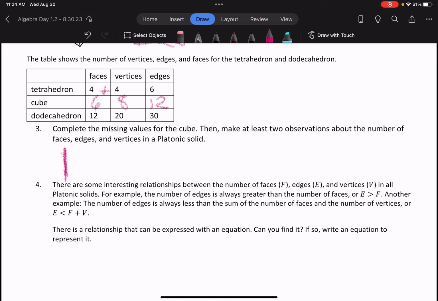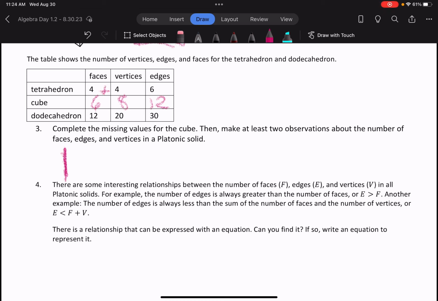Number 5, a large cheese pizza costs $5 each and 1 large 1-topping pizza costs $6 each. Write an equation that represents the total cost T of C large cheese pizzas and D large 1-topping pizzas. All right, so we have $5 each for the cheese pizza, so that's 5 times the number of large cheese pizzas, plus $6 each for the number of large 1-topping pizzas equals T.